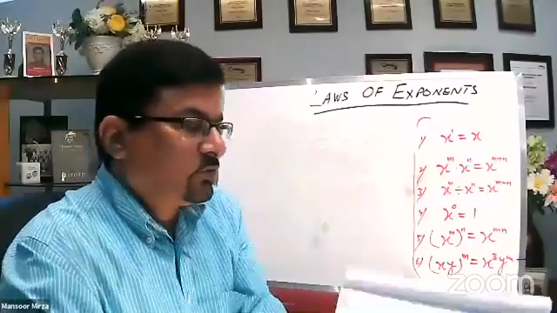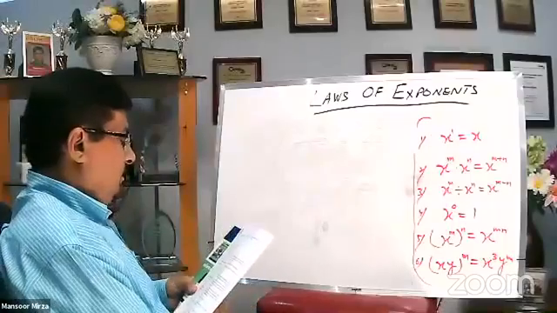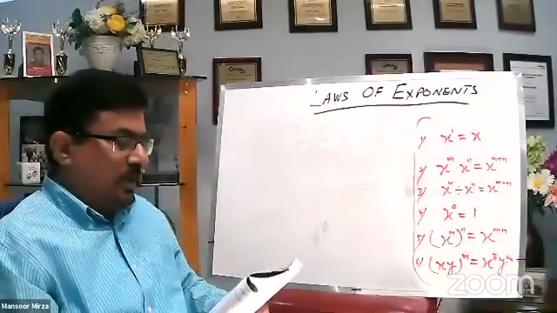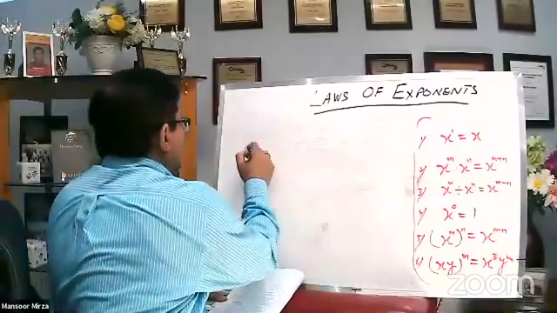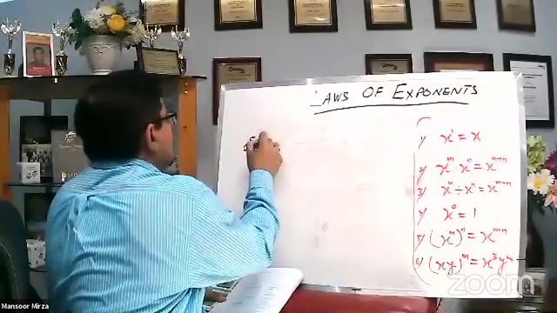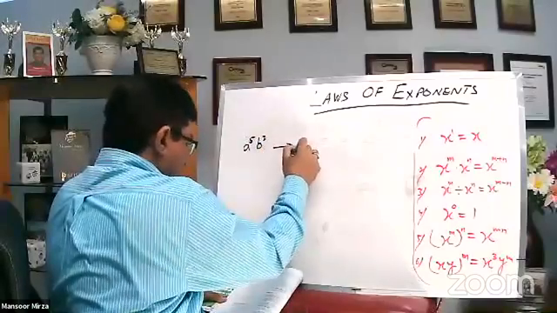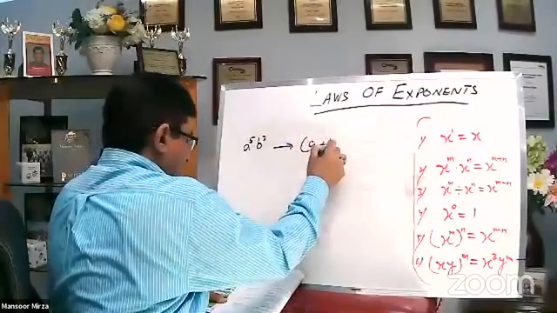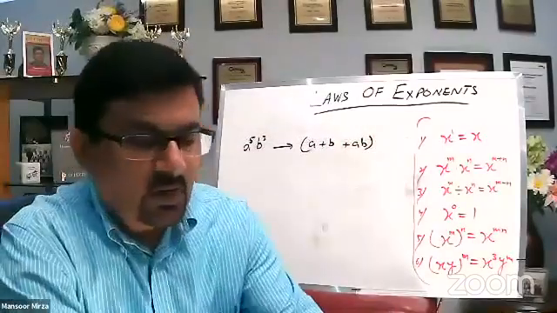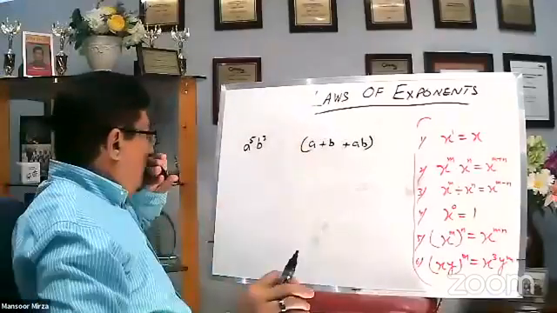The next question is, we are going to multiply two expressions. So this one is a^5 b^3. We are going to multiply this with a plus b plus ab. So the question is, we are supposed to multiply these two expressions. So I'm going to write it down this way so you understand.